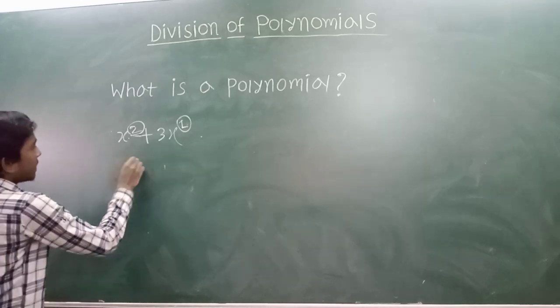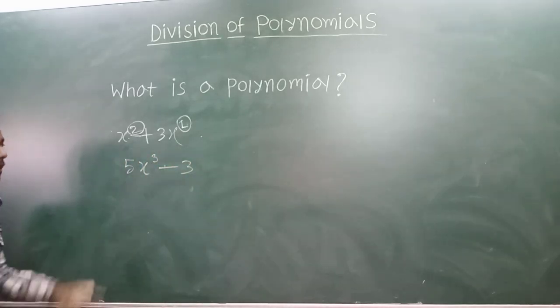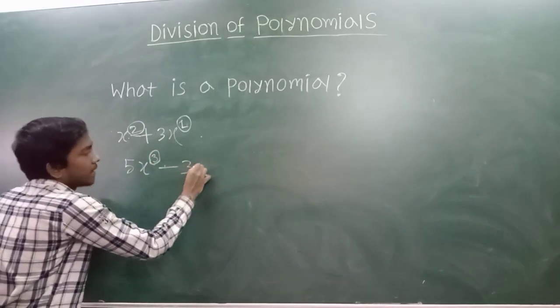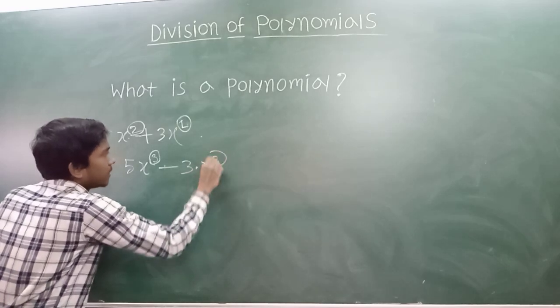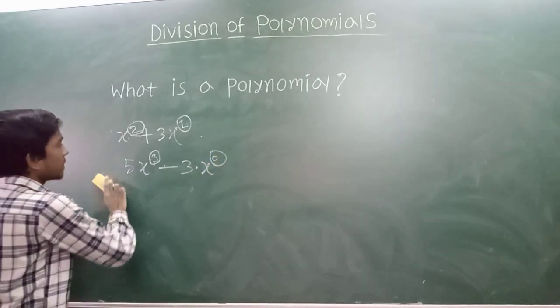Okay. Next, 5x cubed minus 3. Here the power of x is 3 and 3 is a whole number. Here the power of x is x to the power 0. 0 is a whole number. So this is also a polynomial. Next example.